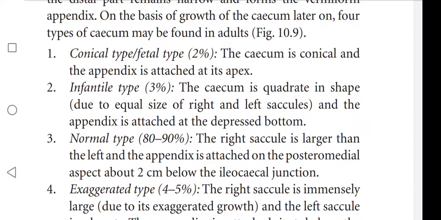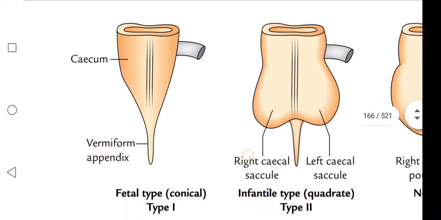First, the conical type or fetal type, which is 2%. The cecum is conical and the appendix is attached at its apex. Once again, the name itself says it, it is the conical type or fetal type. The cecum is conical in shape and the appendix is attached at its apex. I will show you the diagram, then you will understand easily.